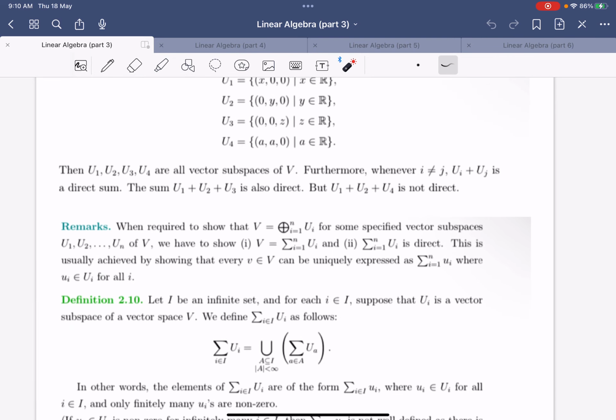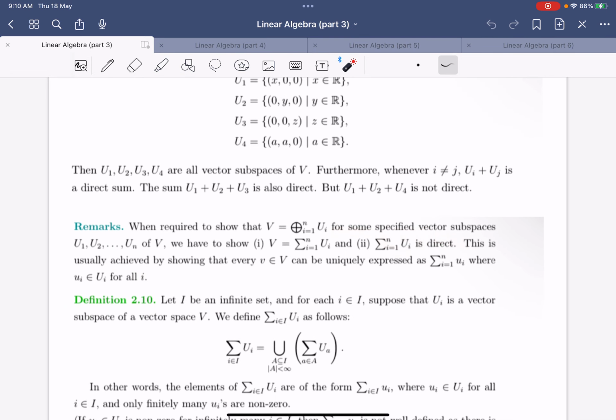And so when we want to find whether a sum is direct, we first need to show that it is a sum and that the sum itself is direct. Then we use this notation. It's usually achieved by showing that every vector can be expressed uniquely.